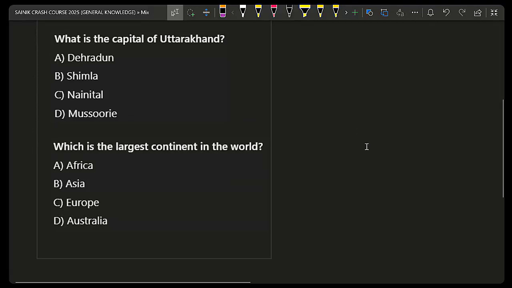which is the largest continent in the world? Africa, Asia, Europe, Australia. All of you try this question. Which is the largest continent in the world? Option A, Africa. Option B, Asia. Option C, Europe. Option D, Australia.